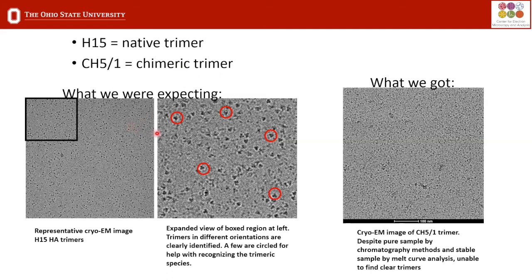The native trimer looked fine in cryo-EM. We went straight from the SEC column into the cryo microscope. Everything looked good, so we thought to do the same thing with the chimeric trimer. Everything looked good by chromatography, but when we got to the cryo-EM, it just looked awful. We were expecting these nice trimers, and we ended up with just a bunch of dots. So we went back, did more chromatography, more purification. We did a melt curve analysis and everything looked good, but no matter what we tried, we just couldn't get it to look good in cryo.